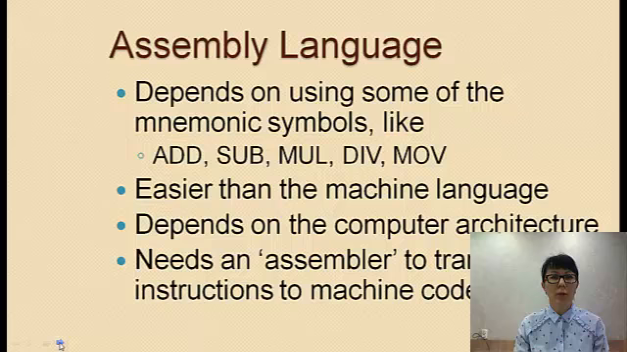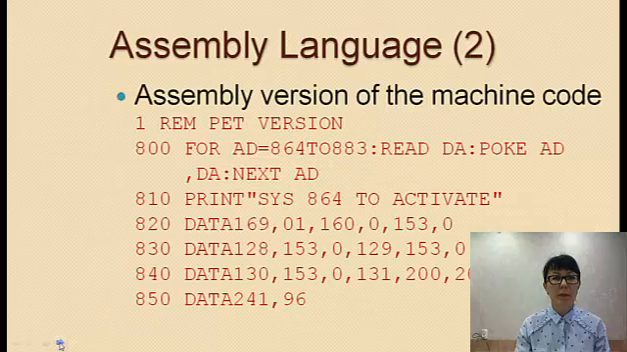Assembly language depends on using mnemonic symbols like ADD, SUB, MUL, DIV. It is easier than machine language, depends on the computer architecture, and needs an assembler to translate the instructions to machine code. This code is an assembler version of the machine code.